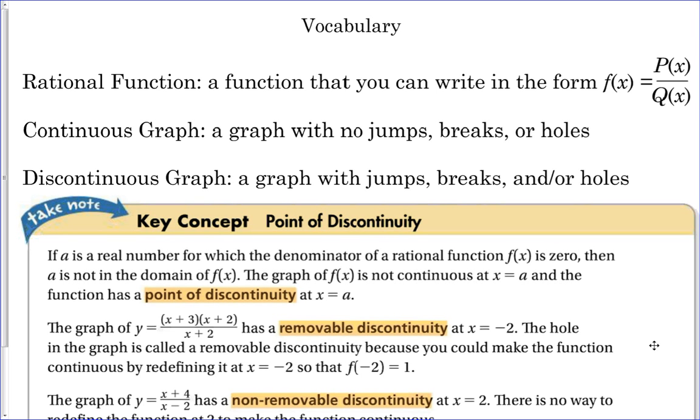Alright, here's your vocabulary. First word, rational function is simply a function that you can write in the form of f of x equals p of x over q of x. So you have some polynomial over another polynomial.